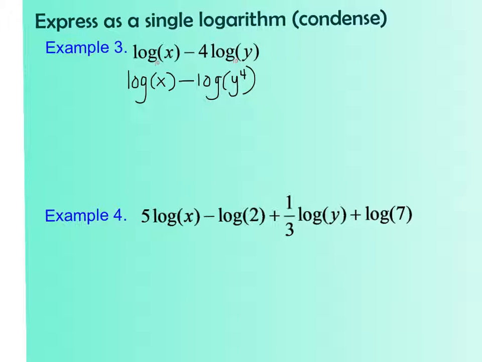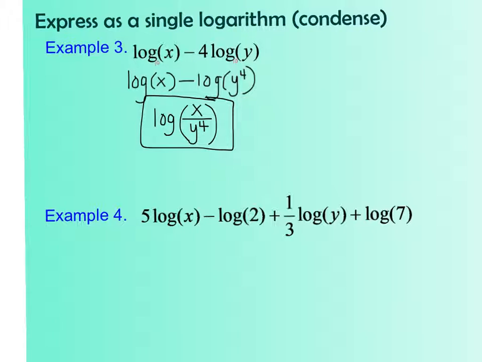But we want to condense this all the way into a single log. Well, based on our laws, I know that subtraction is the same as writing this as a quotient. So I can say log base 10 of x over y to the 4th. Oops, sorry, that was an ugly 4. And now we've reduced it to just one single log, which is what the directions wanted.